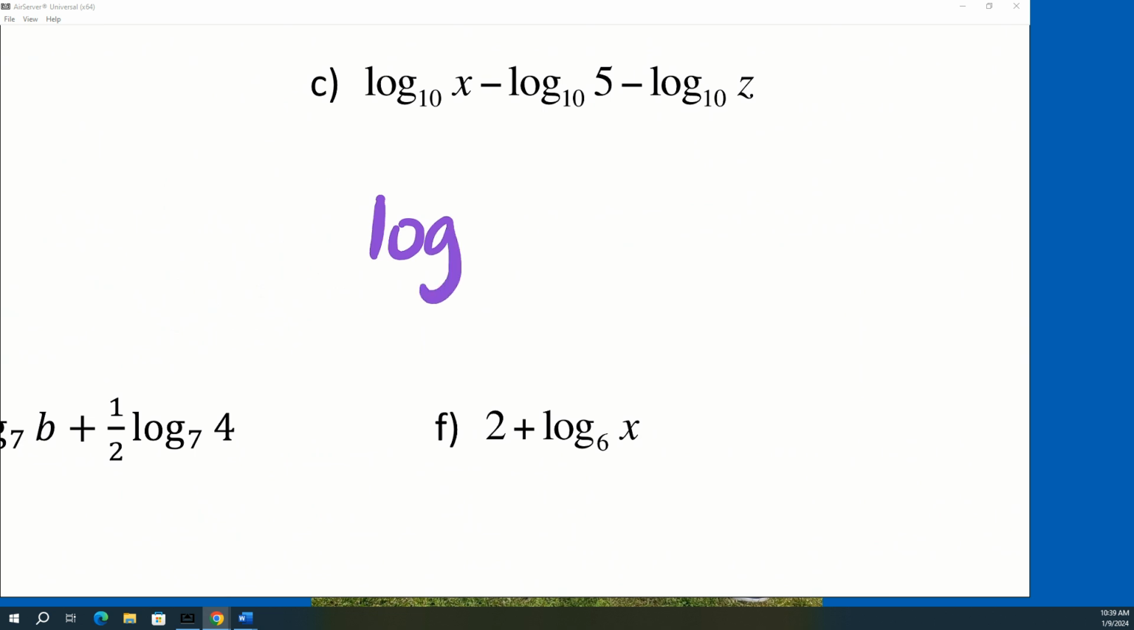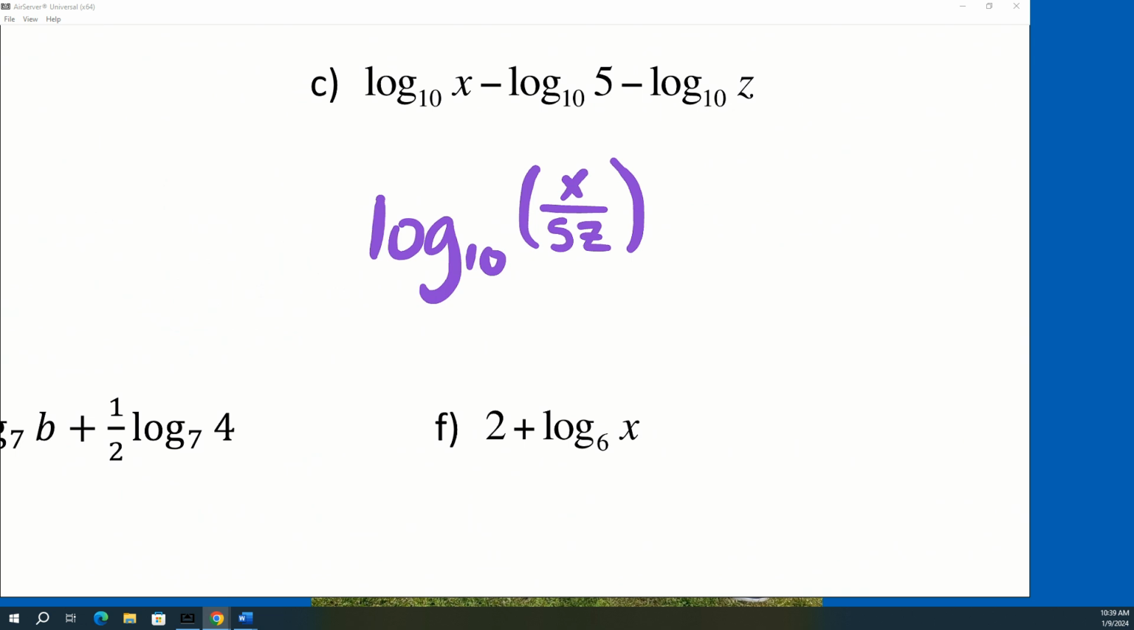We're going to bring this together as one logarithm, log base 10. And if there's subtraction at all in your problem, you are definitely going to have a fraction in your argument. So you can go ahead and just draw a little fraction bar. If it's positive, then that argument is going to go in the numerator. So that's why x is in the numerator. If the logarithm is negative in front, that argument is going to go in the denominator. So 5 goes in the denominator. Z is also going to go in the denominator, and it is just going to be multiplied by the 5.